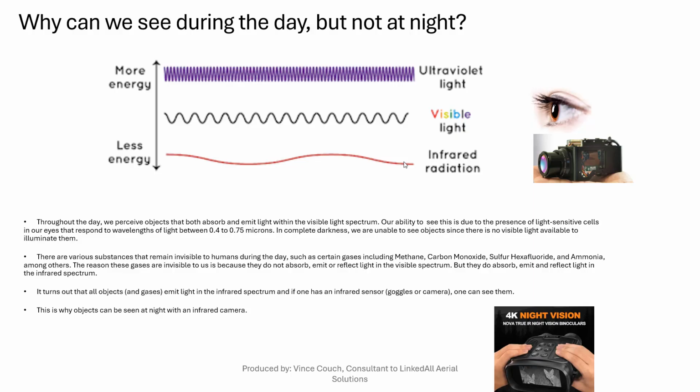Also, there are certain gases, including methane, carbon monoxide, sulfur hexafluoride, ammonia, and many others that are invisible to us. It's because they do not absorb, emit, or reflect light in the visible spectrum, but they do absorb, emit, and reflect light in the infrared spectrum. So that's the trick here, right? Gases we can see with an OGI camera, but we cannot see with our human eyes.